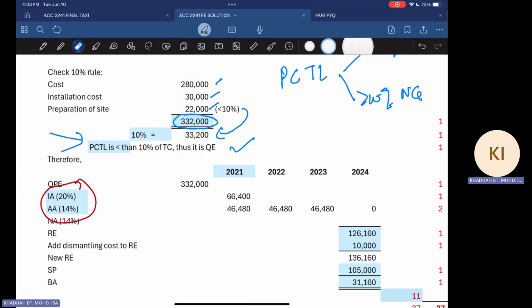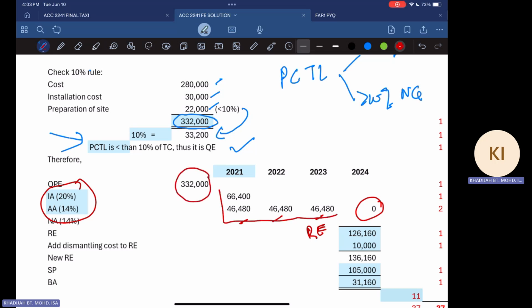Okay. So then what you do is claim IA and AA 20%, 14%, and IA another 40%, another 14%, and another 14%. And in 2024, there's no claim of AA because this one is the year of disposal. So what you do is compute your residual expenditure. How to compute your RE? Your 332, the qualifying, minus all the allowance that you have claimed on the asset. All right, so 332 minus total of the allowance claimed, you should get RE of 126,160.